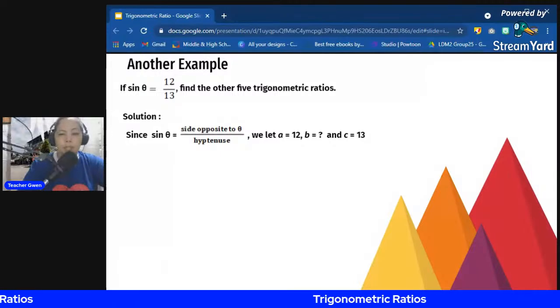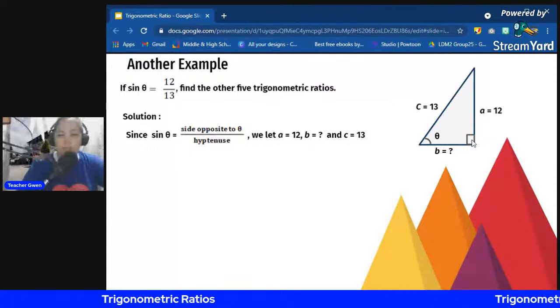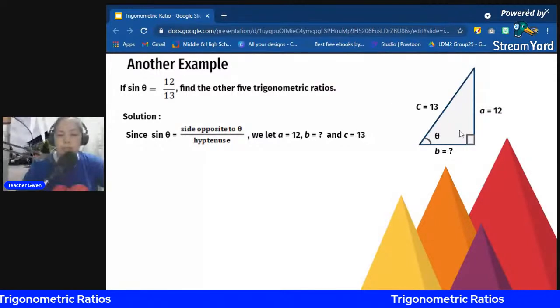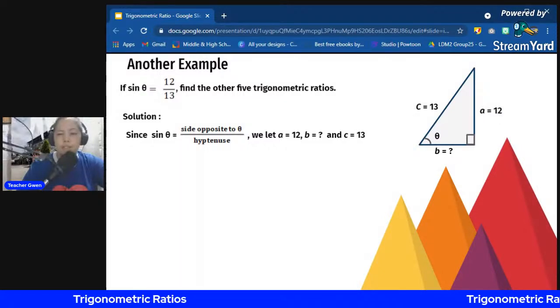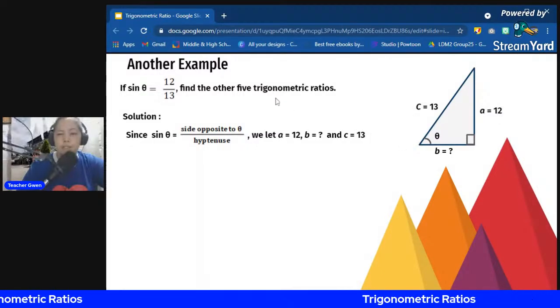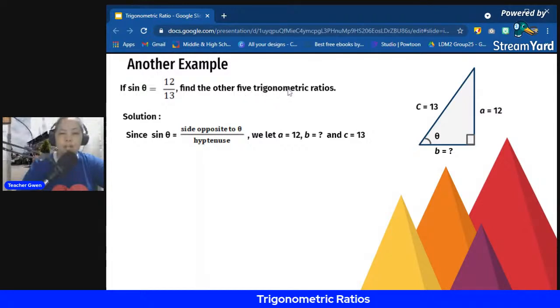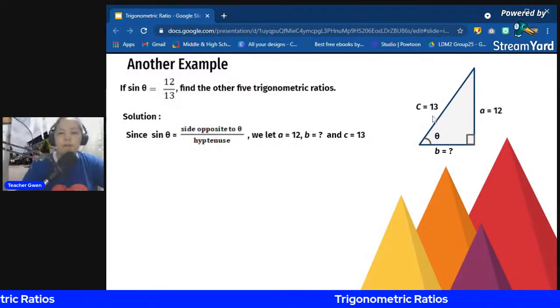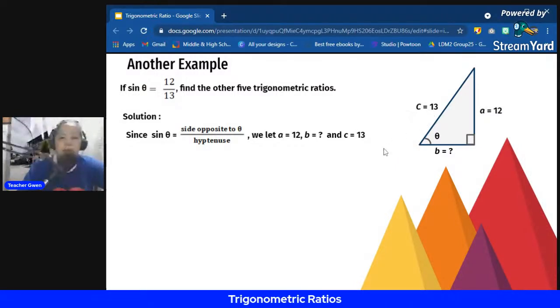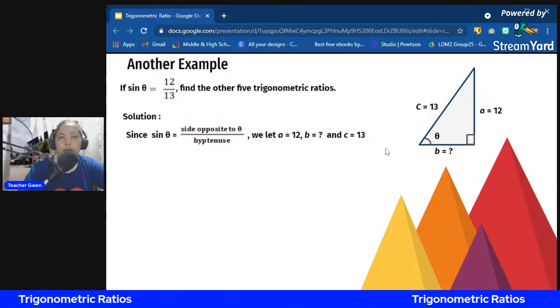So that is opposite of the right angle. So we have here C, 13. A, opposite ni alpha, is equal to 12. Then we have B, the unknown. First things first, before magpangita ang 5 trigonometric ratios, we have to find the value for B. Otherwise, ang atong makuha ra is the value for sine and cosecant. Other than that, dili na nato makuha si cosine and tangent.